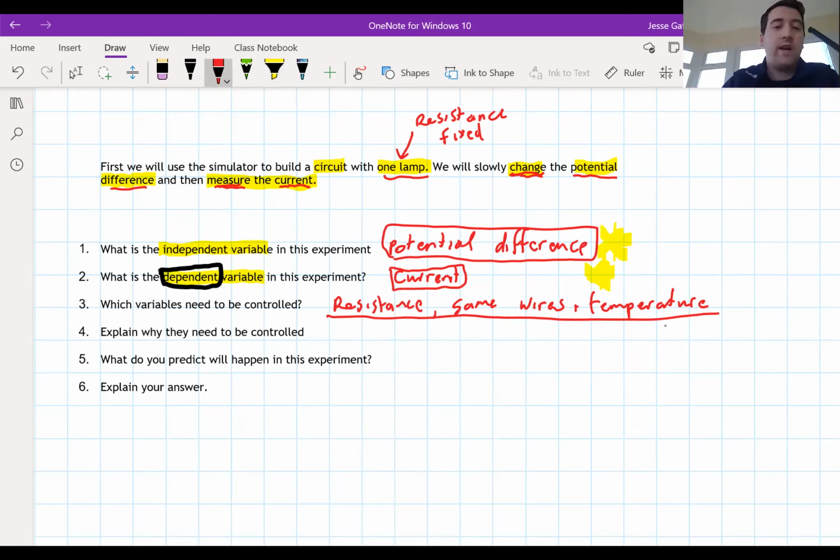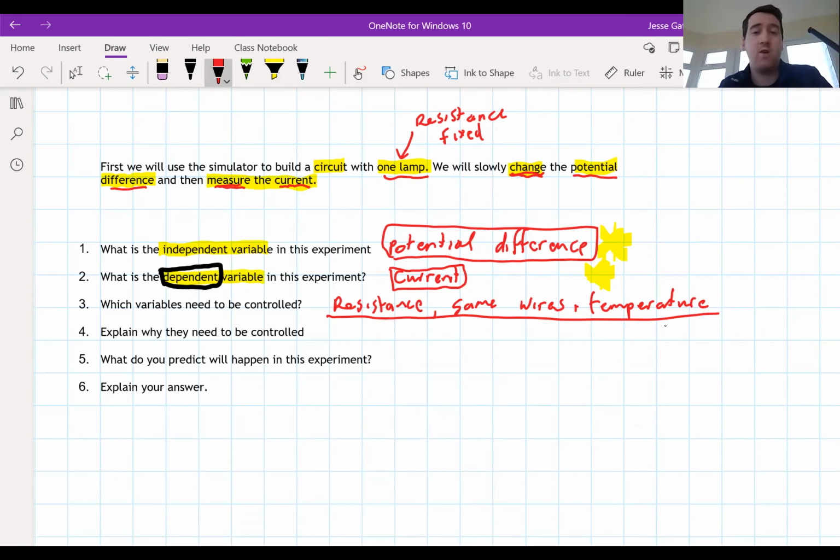Okay, so explain why they need to be controlled? Well, they would need to be controlled so that the scientists would know that if they see a change in their current, that change in the potential difference is what caused the change to the current. If they're changing the potential difference and they're changing the wires and they're changing the resistance, and then they see a change in the current, they can't then say, oh, I changed the potential difference and it changed the current. Wait, but you also changed the resistance and you also changed the wire.